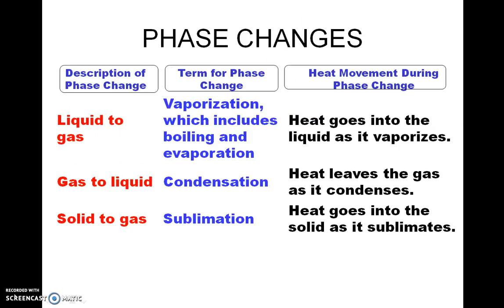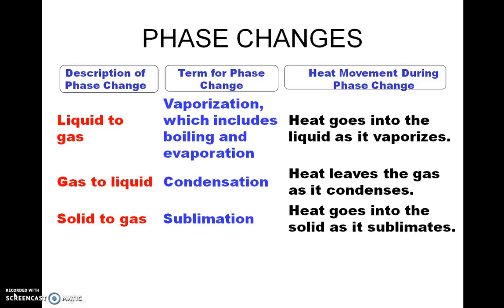Now, there is liquid to gas. It is called vaporization, which includes boiling and evaporation. We see evaporation occur every day from the heat of the sun, which evaporates the water from the ocean, which causes clouds to form. But that is a much more complicated topic than now. Let us stick with this. Heat goes into the liquid as it vaporizes. As I said with melting, the heat causes the liquid to expand more and turn into gas, which makes the particles move freely.